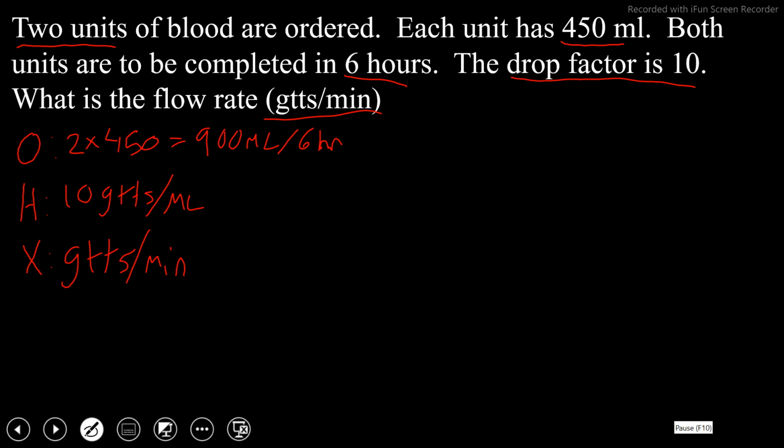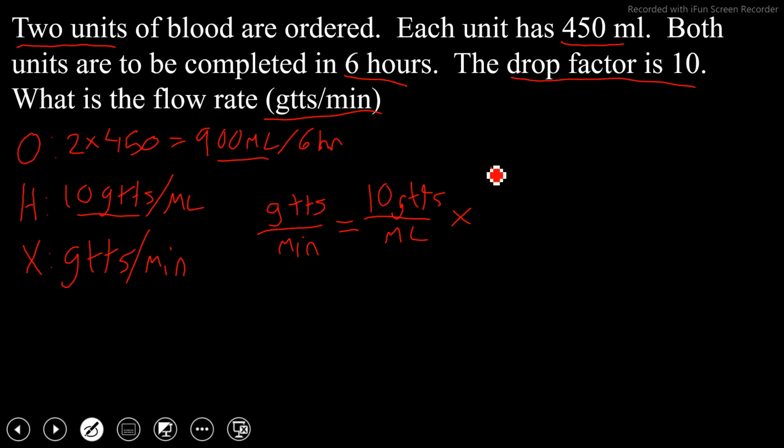So we'll start off with what we want. So we want the drops per minute. Let's find something that can cancel. Let's start with the drops and put it up top. So up top and first, we have it here, 10 drops per ml. Okay, we need to cancel out that ml, so we have the 900 ml there, so 900 ml over the 6 hours.